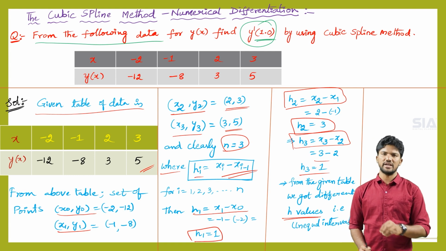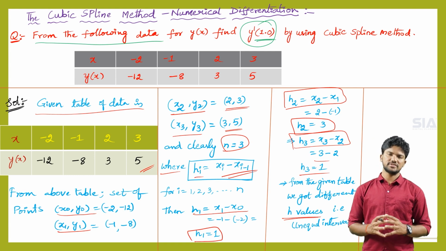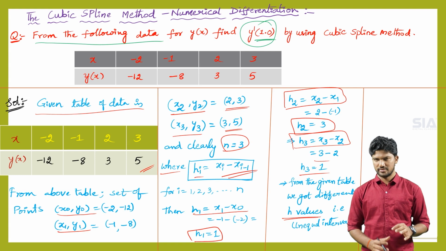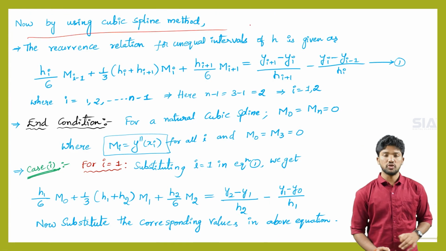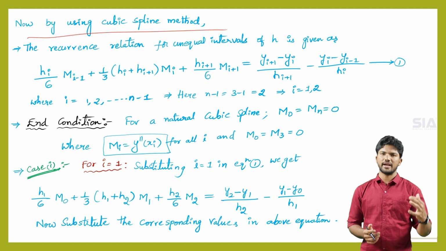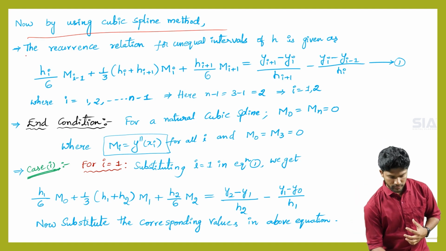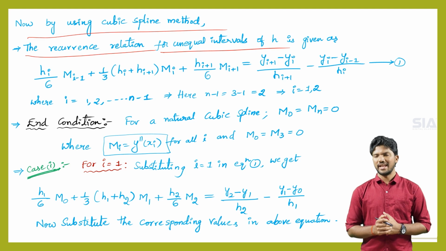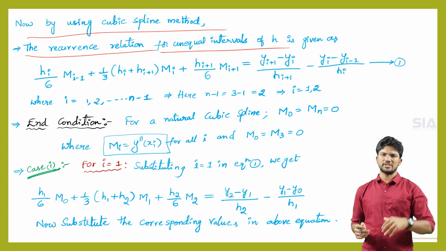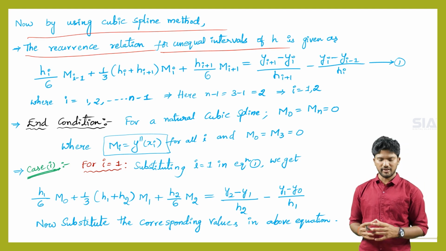Here the h values are not equal, so this function is called a function of unequal intervals. Now, by using the cubic spline method, the recurrence relation for unequal intervals of small h is given as follows. So we can use unequal intervals in the cubic spline method.